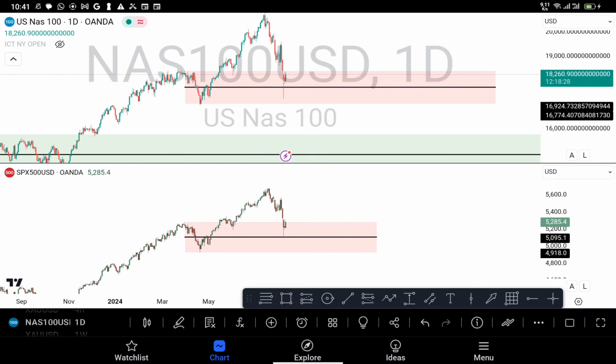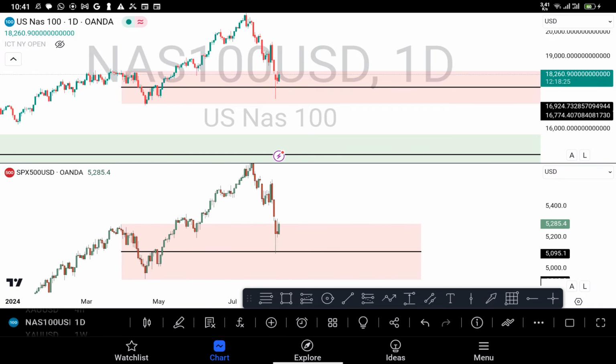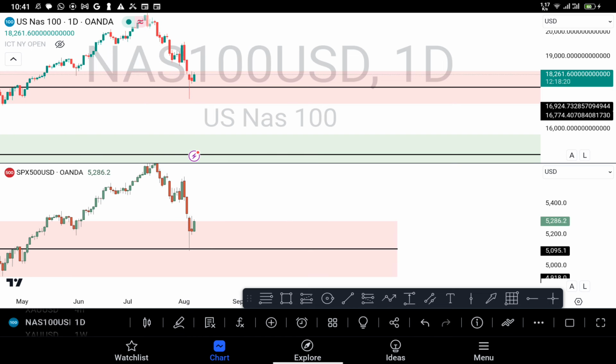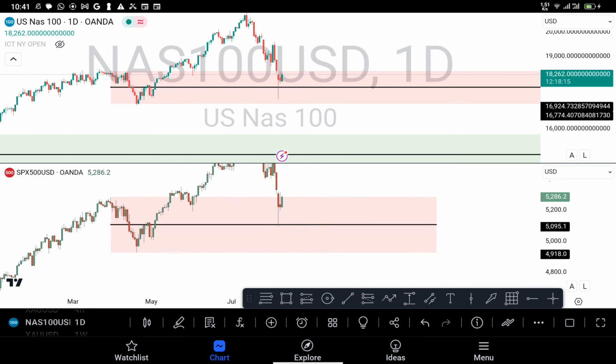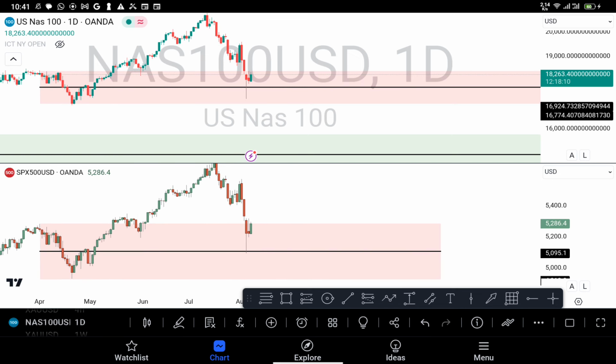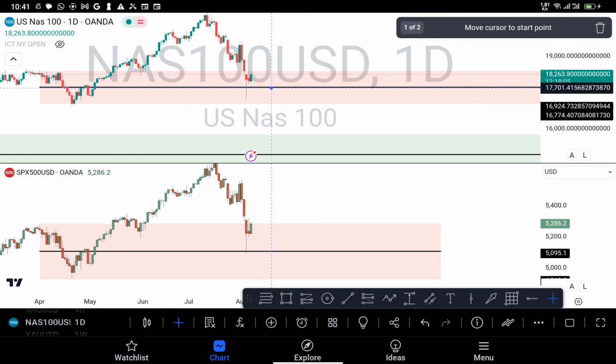Okay, so on daily we see that so far there are no signs of buying. So far there's no buy model. The market has not yet given us signs that it wants to buy. Okay, we see that the market on both assets came to the 50% of the order block and then rejected. This one also came to the 50% and rejected.